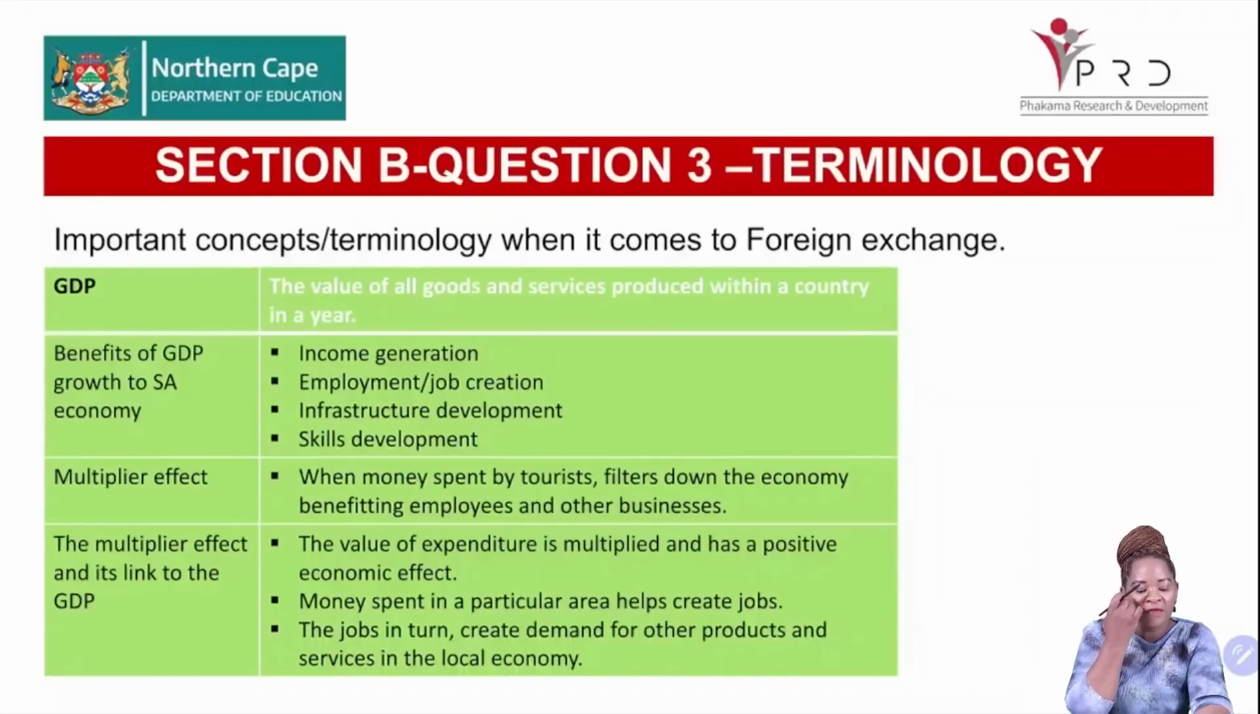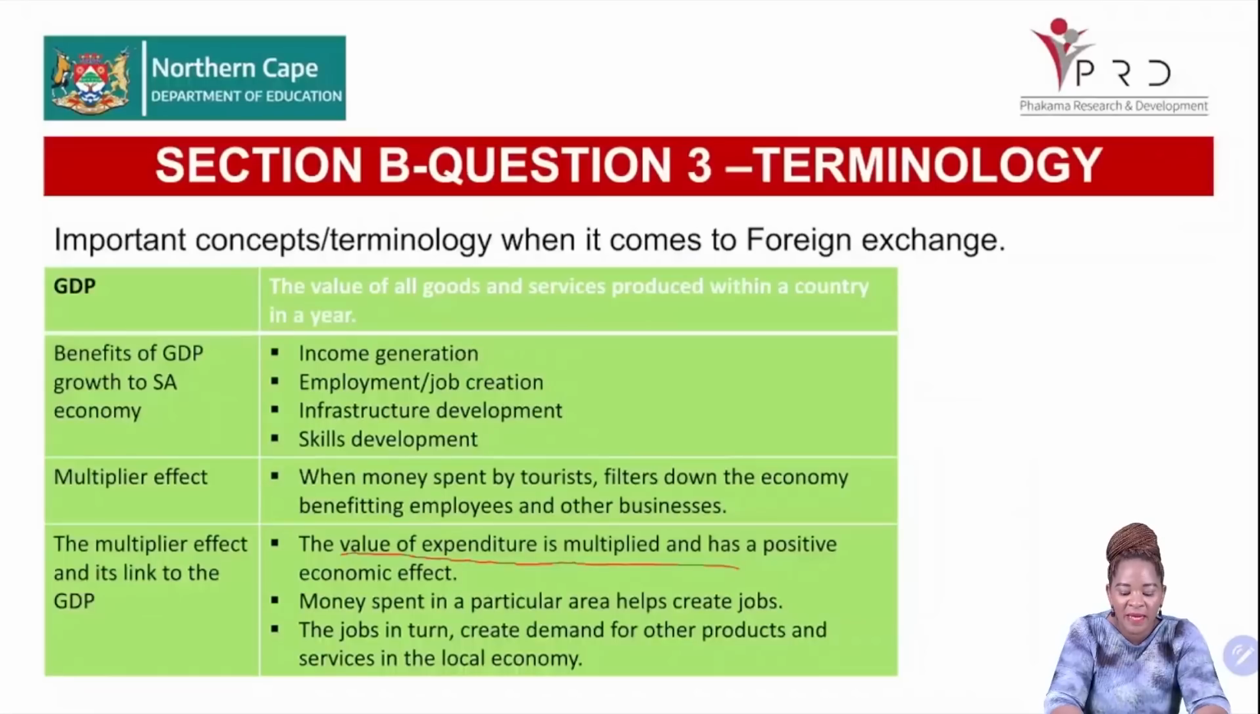And then you have now the multiplier effect and its link to the GDP, whereby we're saying the value of expenditure is multiplied and has a positive economic effect. Money spent in a particular area helps create jobs, and the jobs in turn create demand for other products and services in the local economy.